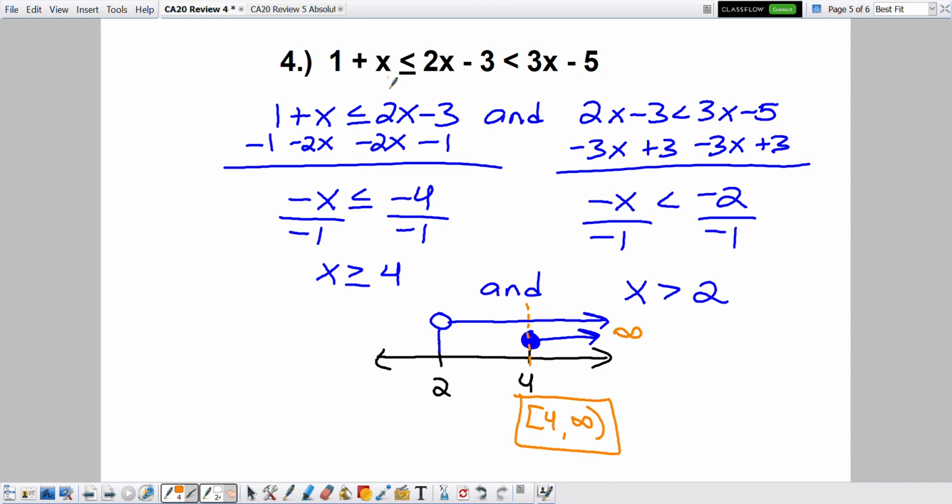Okay, so again, we're looking at where do they overlap. Okay, the solution is where the two inequalities overlap. I'll even write that down. So the solution is where both inequalities overlap. Okay, where you see them both graphed.